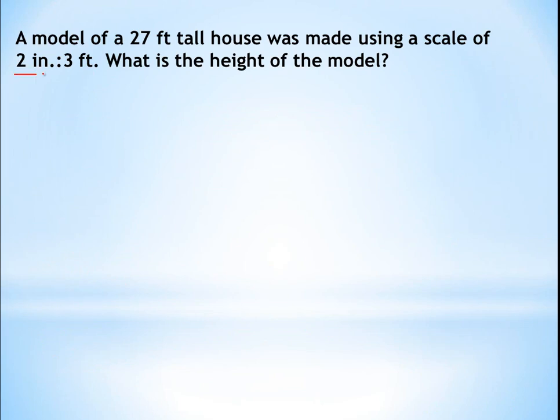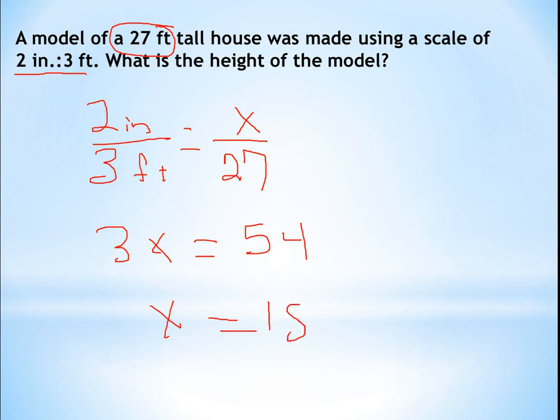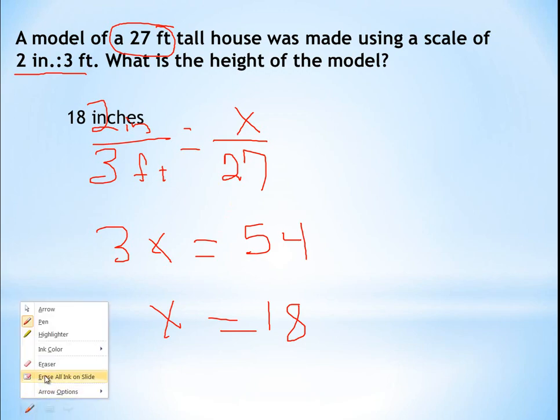Okay, so I'm going to take the scale factor, 2 inches equals 3 feet, and I'm going to look at the next part, 27 feet. Where's that going to go in my problem? With the feet down here, I'm looking for the inches. So now I've got 3x equals 54. So x equals 18. So the answer would be 18 inches.